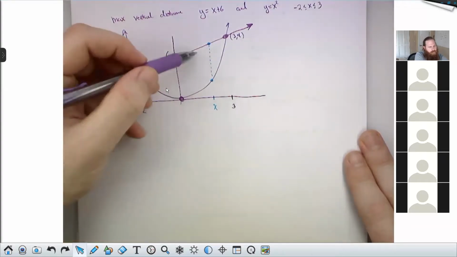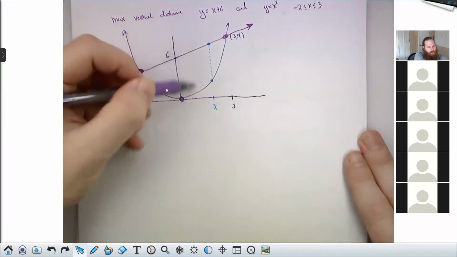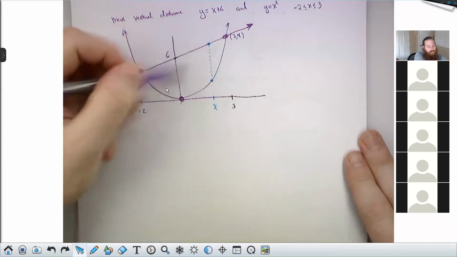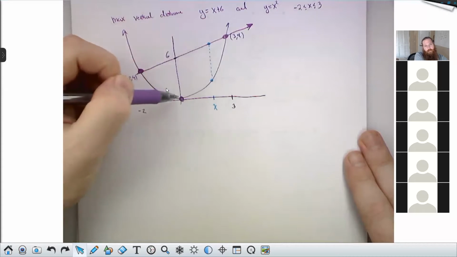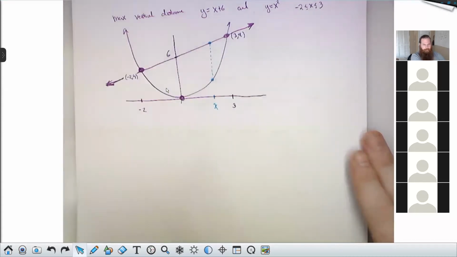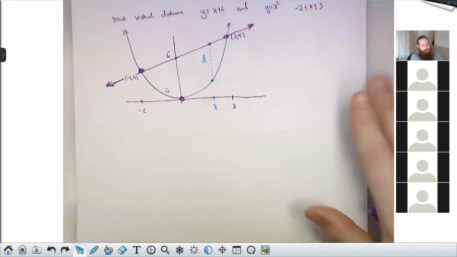And the question is, is there somewhere in between here where the vertical distance is bigger than 6? It looks like there is, doesn't it? Looks like right here, that vertical distance is a little larger than it is here. And the question is, can you come up with a formula for this distance?